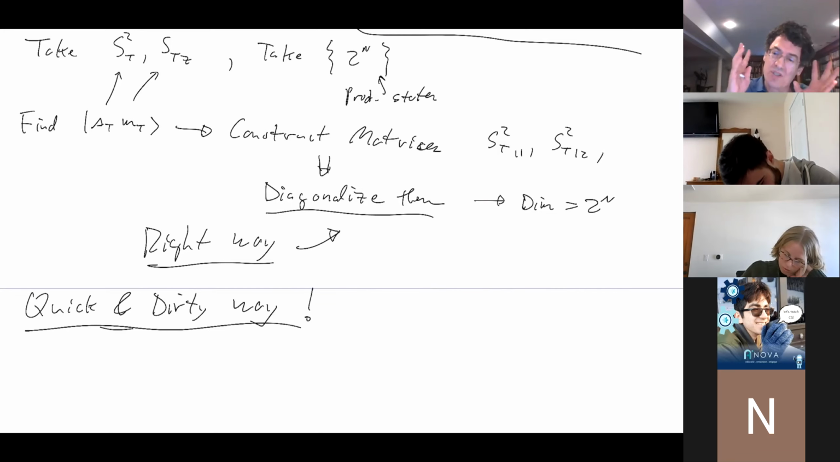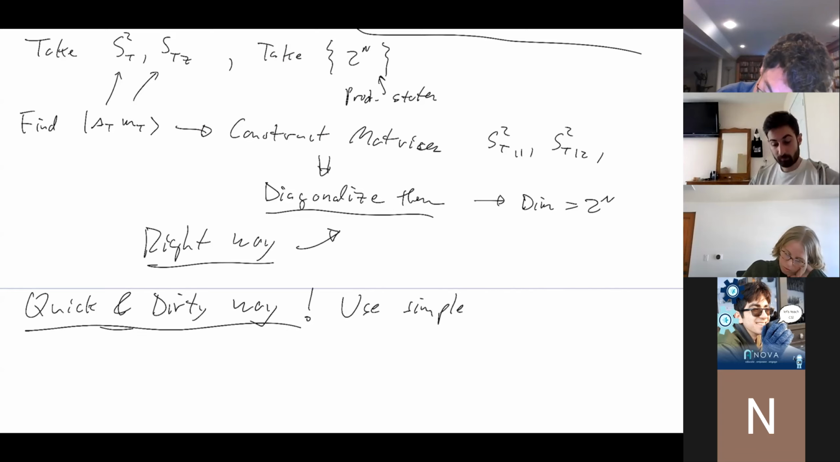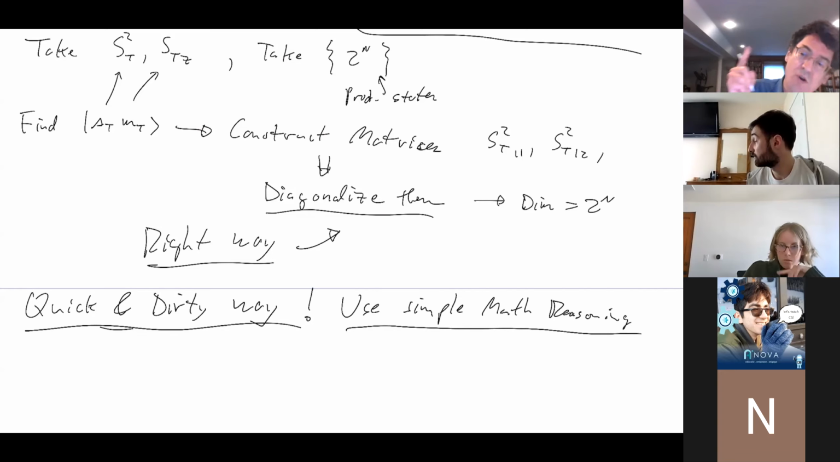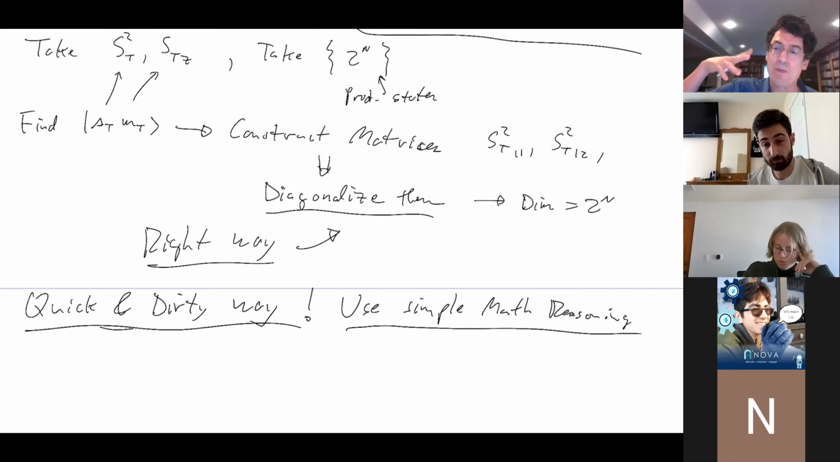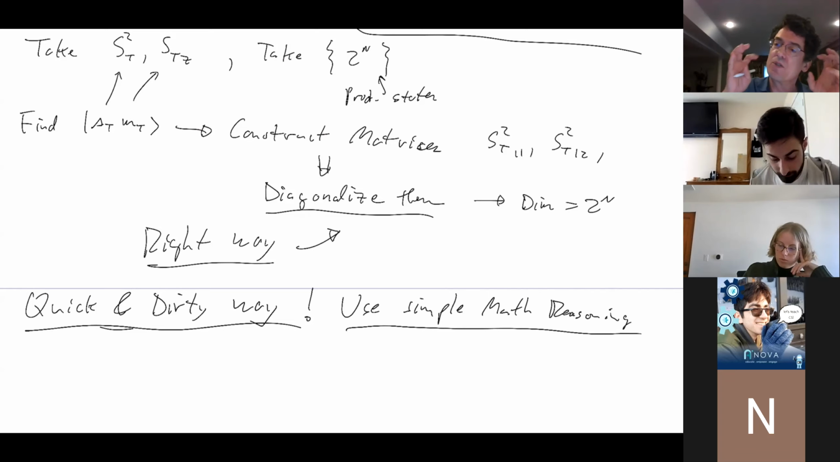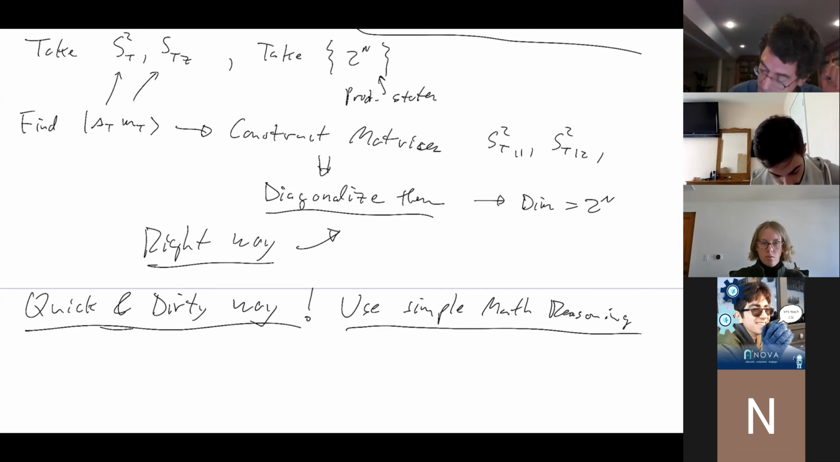So let's just use simple reasoning. We're going to use simple math reasoning. If you don't understand some of this math reasoning, you can always go back to the correct way and just remember in the back of your mind that you can always just diagonalize those operators and that gives you the right answer. But that's just too tedious. So what we're going to do is use some simple trickery, some simple math reasoning. Okay, we're going to use some math logic.